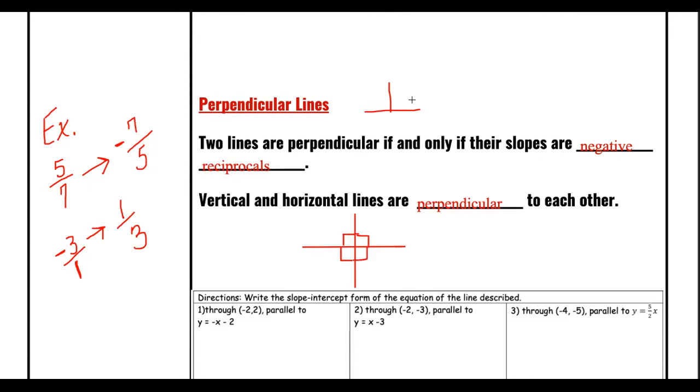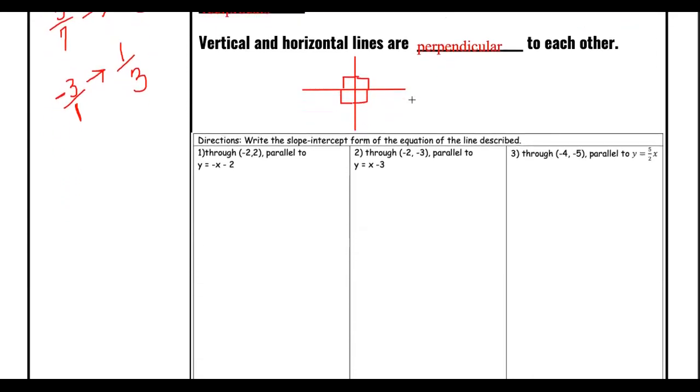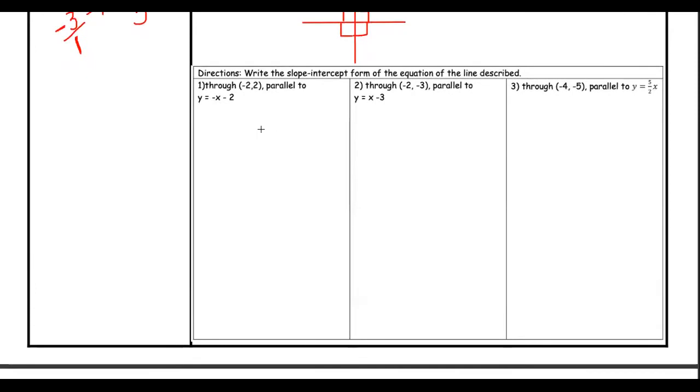Let's get into some examples. The directions say, write the slope-intercept form of the equation of the line described. So that means we are writing equations of lines, but specifically in slope-intercept form. Pay attention to the instructions. They do tell you right out the bat, slope-intercept form, so you know you're going to have to use your formula, y equals mx plus b.